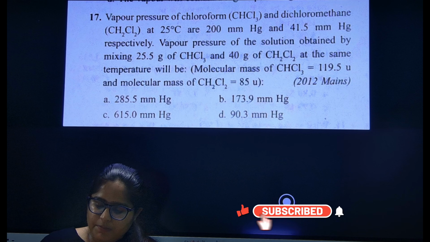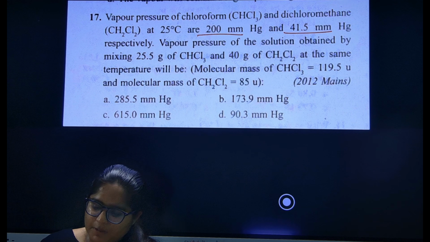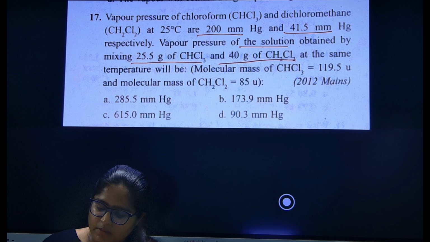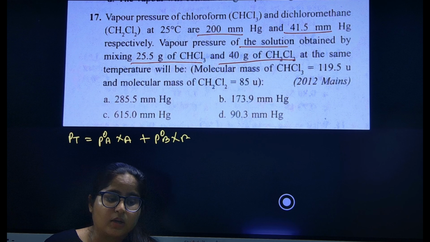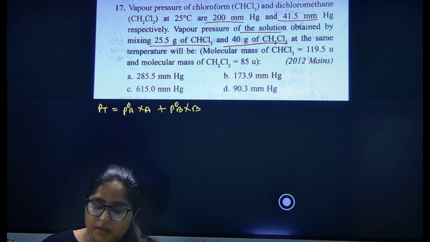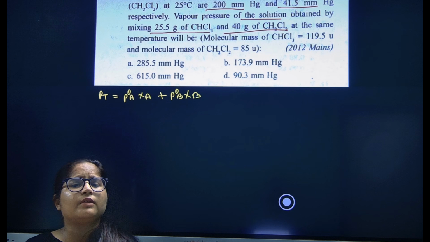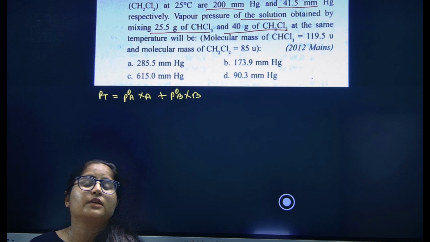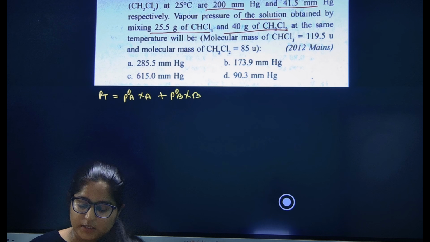Fine. So the vapor pressures of chloroform and dichloromethane, P naught A and P naught B, are given. The vapor pressure of the solution, PT, obtained by mixing this much gram and this much gram at the same temperature, is asked. Very simple: PT equal to P naught A XA plus P naught B XB. This time they are not giving mole fraction. They are giving mass. From mass I will calculate mole, and from mole I will calculate mole fraction.